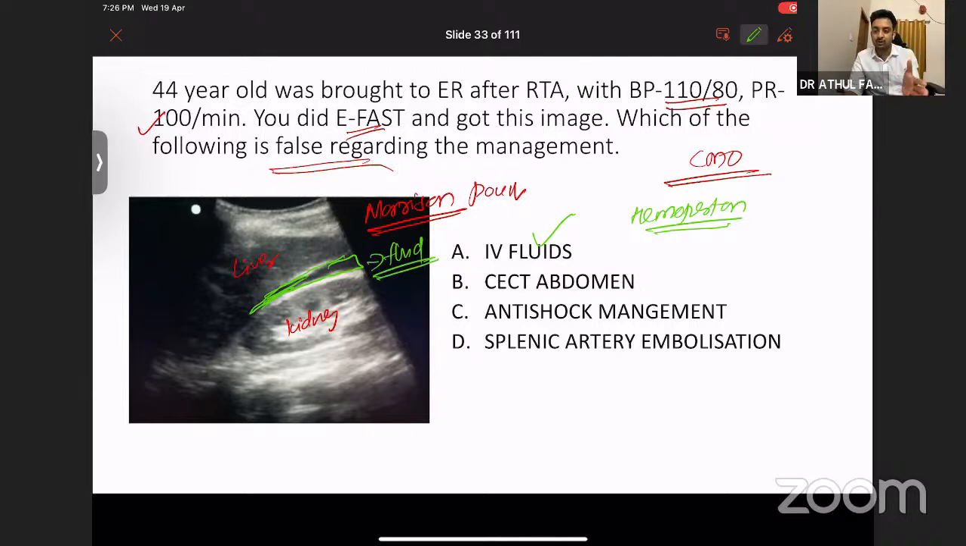You don't have to do anything. You just have to start the patient on antibiotics. You have to watch the patient. You have to monitor the patient. That's all. If it is grade 1 splenic injury, grade 2 splenic injury, grade 3 liver injury, all these things, you can manage conservatively. Most of the time, we have to manage the lesions conservatively.